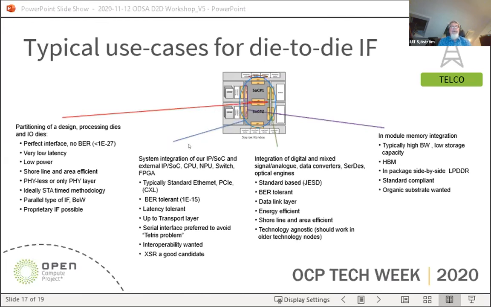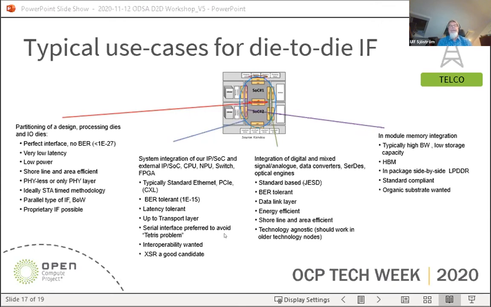If we look at the second example, this is more doing the mix or the heterogeneous integration, where we would like to combine our ASIC with a processor chip, with an NPU, a switch, or FPGA, or something else. Typically here we would have more of a standard interface that is a little bit protected by higher layers up to transport layer, perhaps. So we could be more bit error tolerant in this case. We can also tolerate a little bit more latency. I think a more serial kind of interface would be preferable in this case.